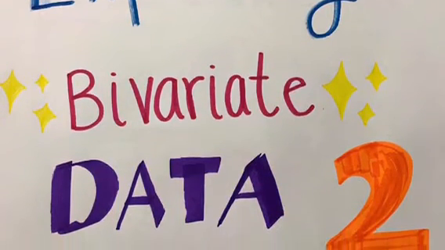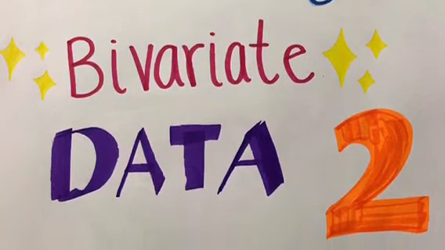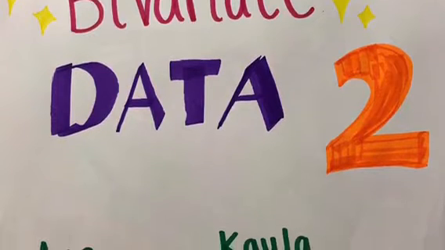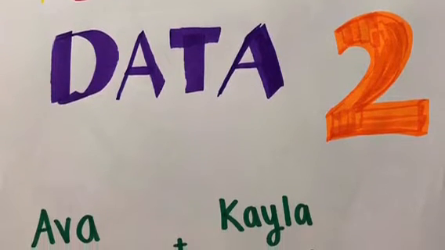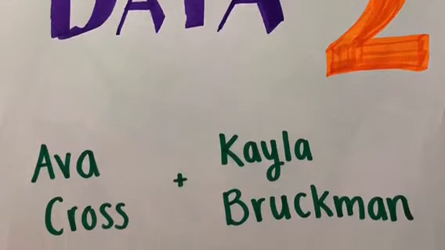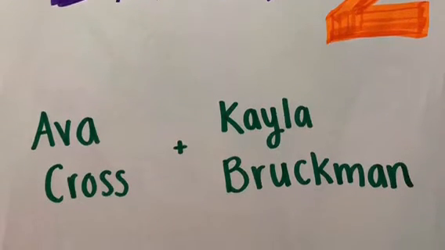The topic we are covering is exploring bivariate data 2. We will go over how to read computer outputs, form a least squares regression line, learn about residuals and residual plots, and interpret the slope, y-intercept, and residuals from a least squares regression line.